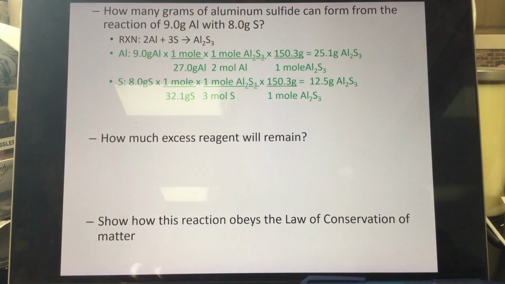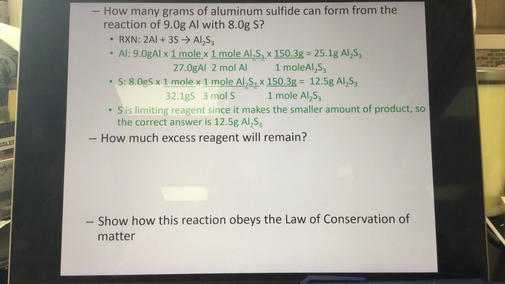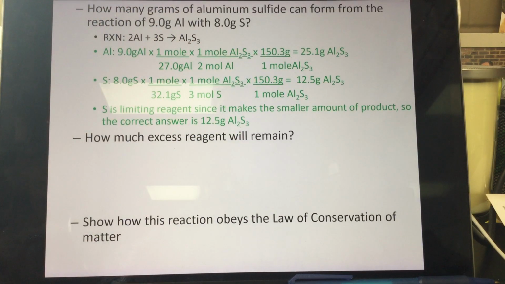So what that tells us is that the sulfur is our limiting reagent, because it makes the smaller amount of product. And so the correct answer for how much product we can make from this reaction is 12.5 grams. On your homework, tests, quizzes, whatever, when you're doing a limiting reagent problem, make sure you circle which one of these answers is the correct answer.